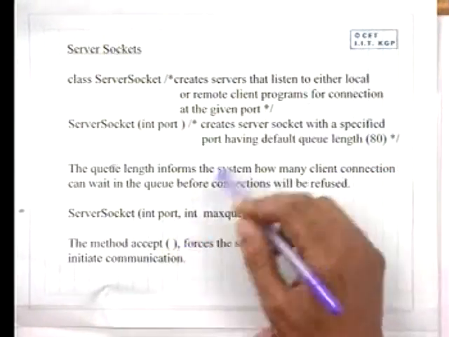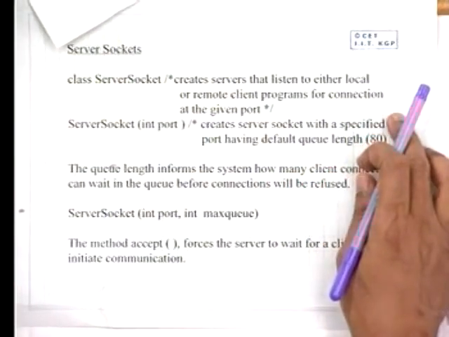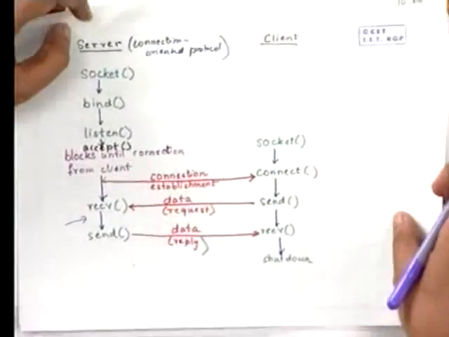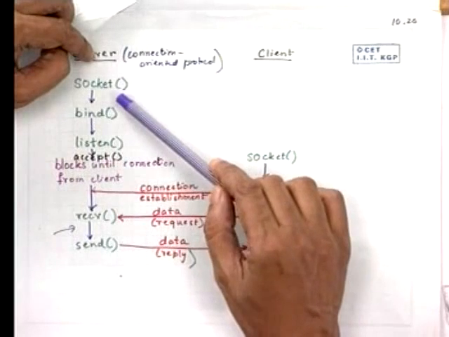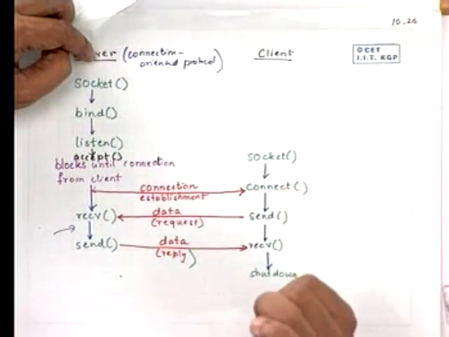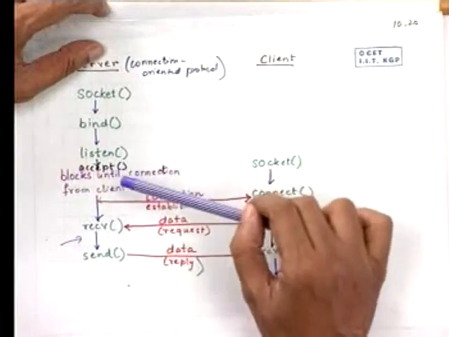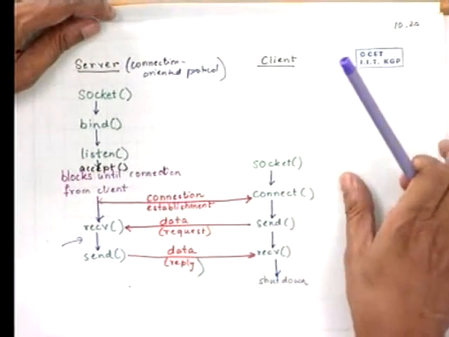The accept method, as we had seen in our diagram, essentially forces the server to wait for the client to initiate communication. Like here in this diagram, we had seen that first of all you create a socket, bind the socket, and then the server listens to the socket, and it will use the accept call. Now this accept call will force the server to go into the waiting state till there is a client which tries to communicate through it.